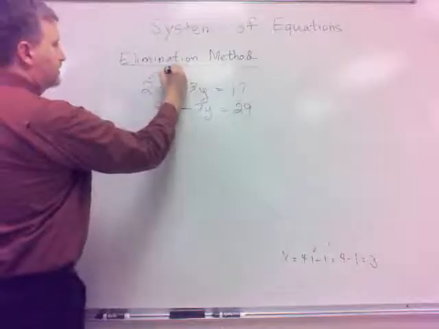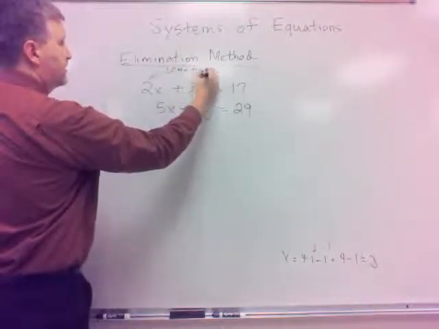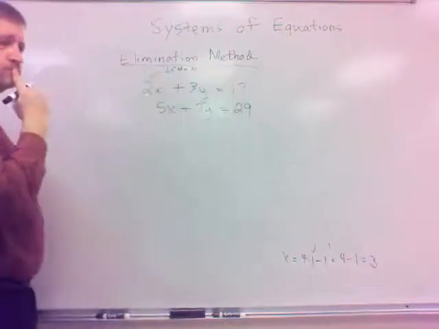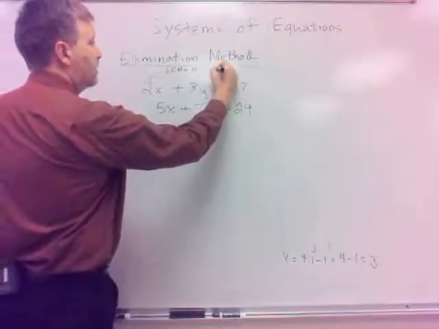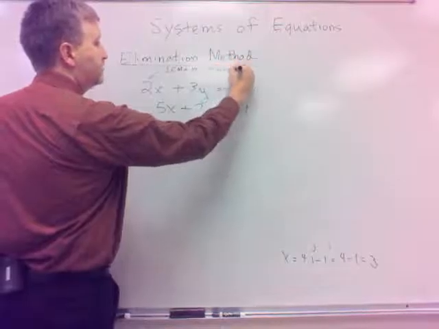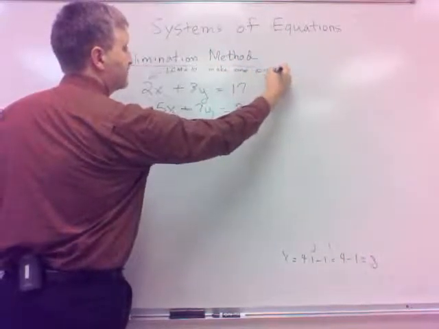So here's what I want to do. The least common multiple of the x's is 10, so I'm going to eliminate the x's. So I'm going to make them both be 10. However, one I want to make positive 10, and the other negative 10.